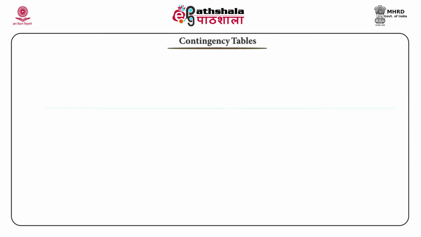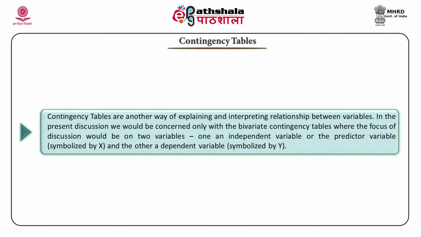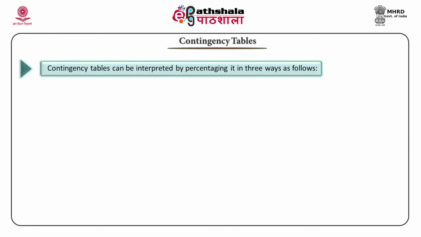Next, we come to contingency tables. Contingency tables are another way of explaining and interpreting relationship between variables. In the present discussion, we would be concerned only with the bivariate contingency tables, where the focus of discussion would be on two variables. One, an independent variable or the predictor variable symbolized by x, and the other, a dependent variable symbolized by y. Contingency tables can be interpreted by percentaging in three ways as follows.